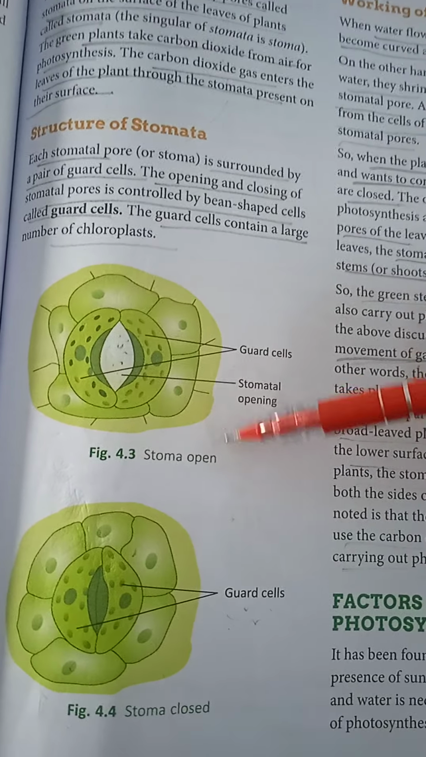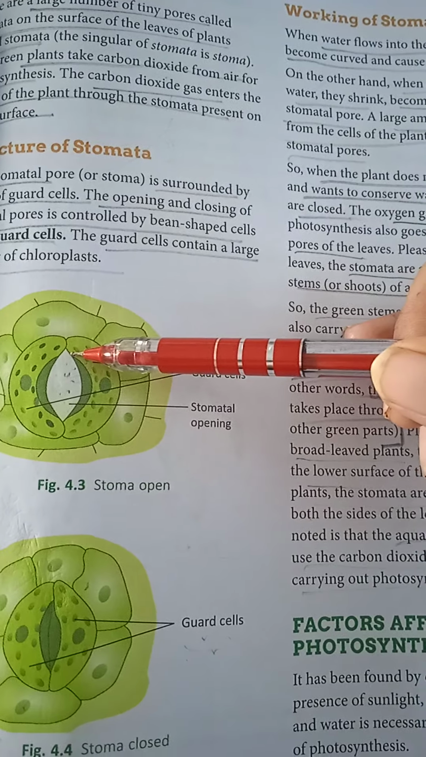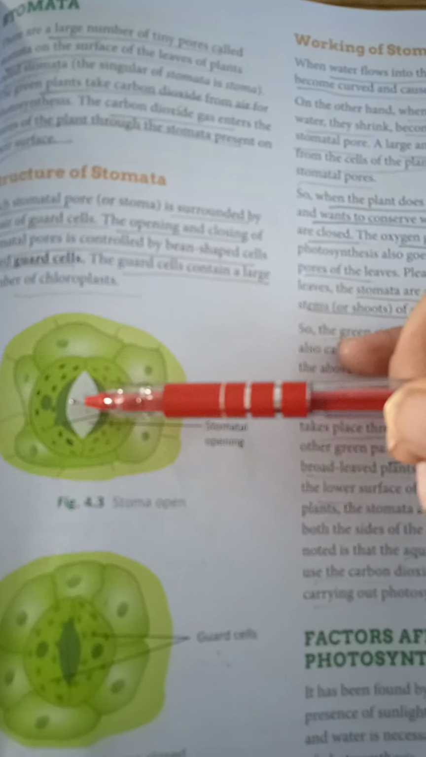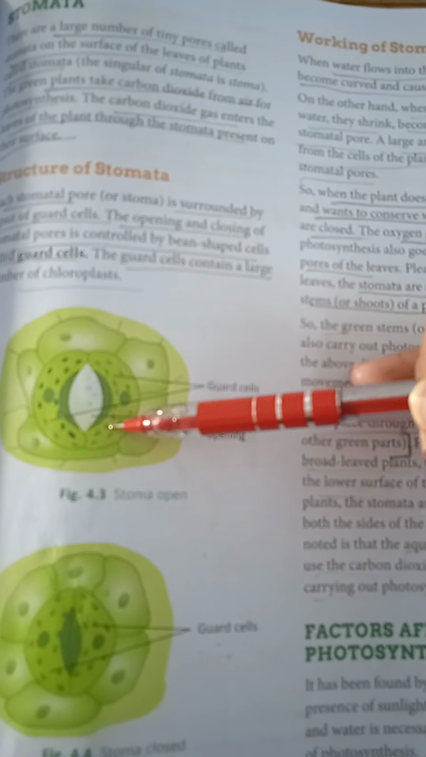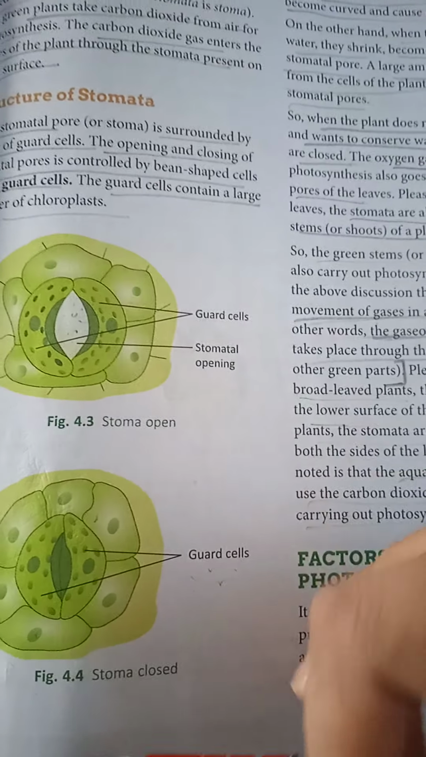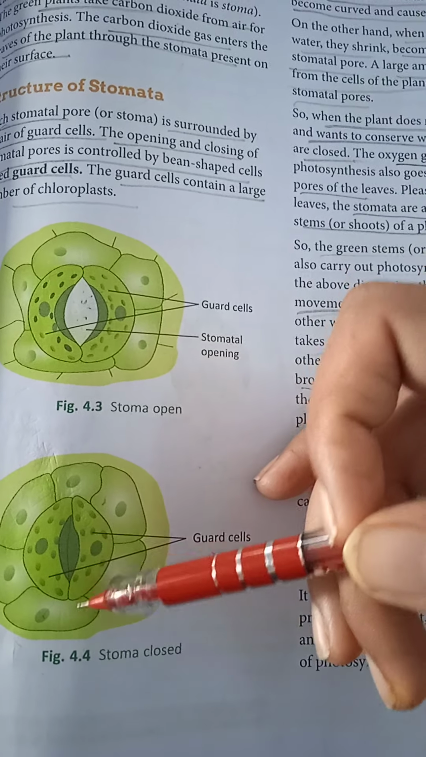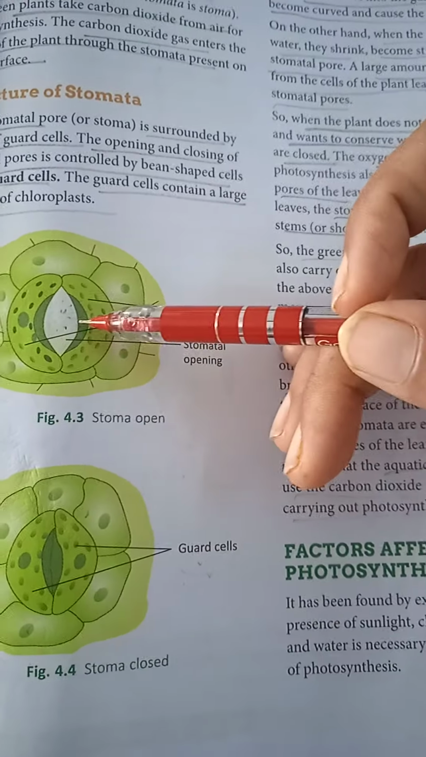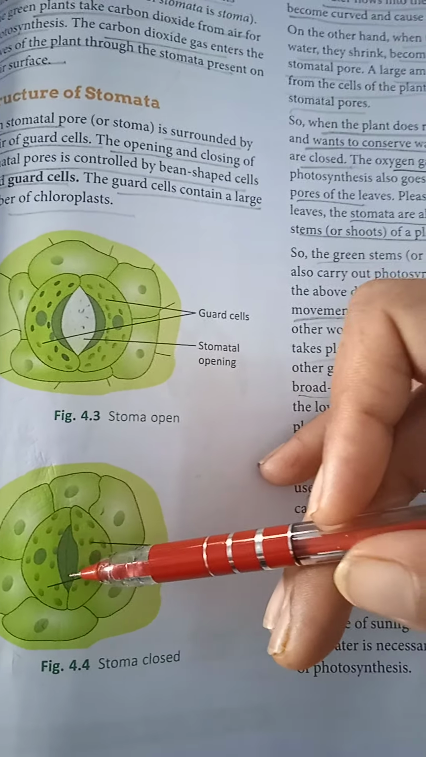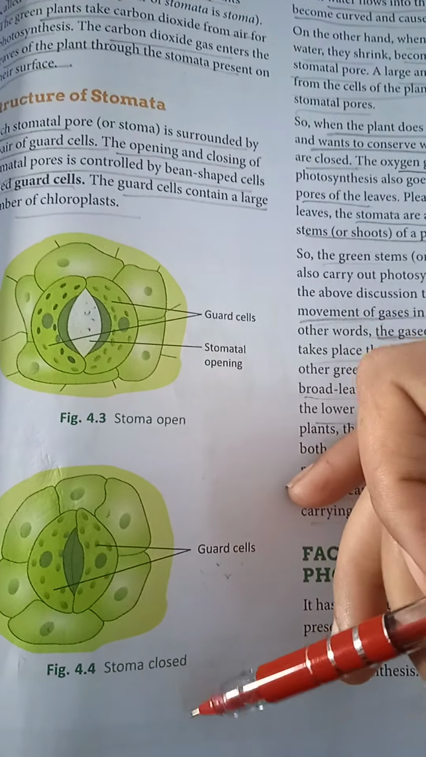So children, what happens when the guard cells swell up? They become curved in shape. As you can see, they have become curved, and this causes the stomatal opening to open. And when the guard cells lose water, they shrink. As you can see here, they have come back to their own position. They have turned straight. Here you can see they are curved, but here they are straight. Now, as they have become straight, the stomatal pore is closed.